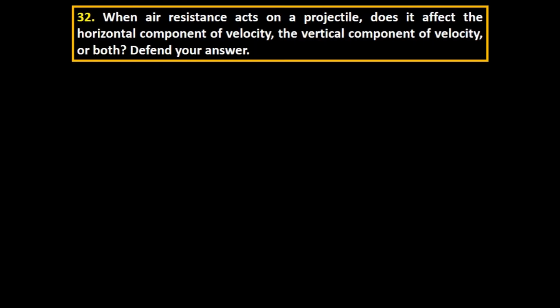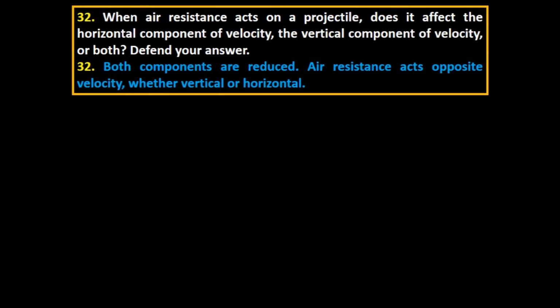When air resistance acts on a projectile, does it affect the horizontal component of velocity, the vertical component of velocity, or both? Air resistance affects both vertical and horizontal velocities. It acts as a force, changing the velocity. It will decelerate anything in its way until that object reaches terminal velocity, and we'll talk about that in another time.